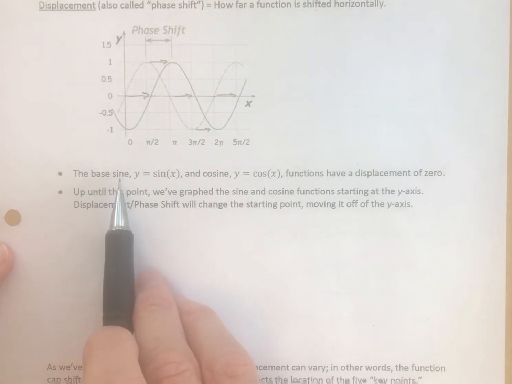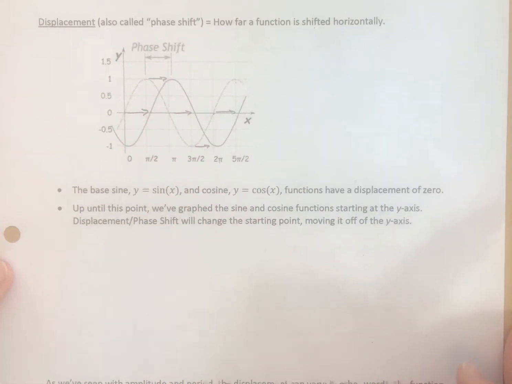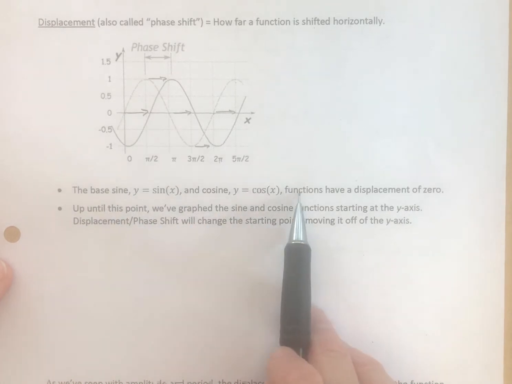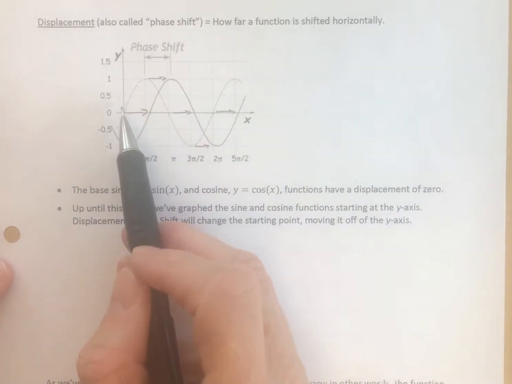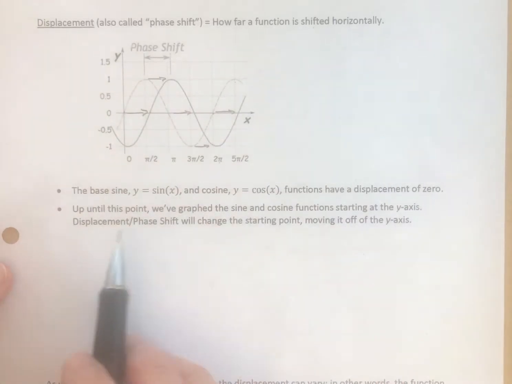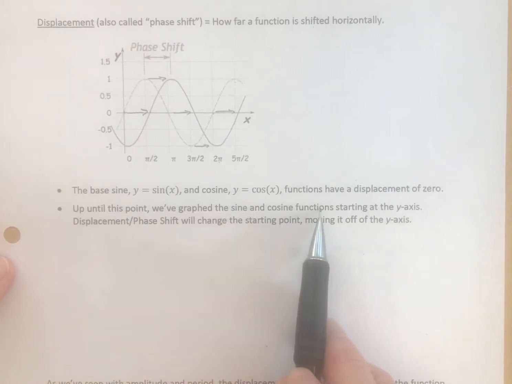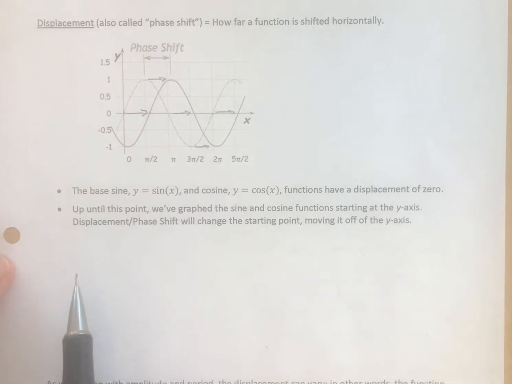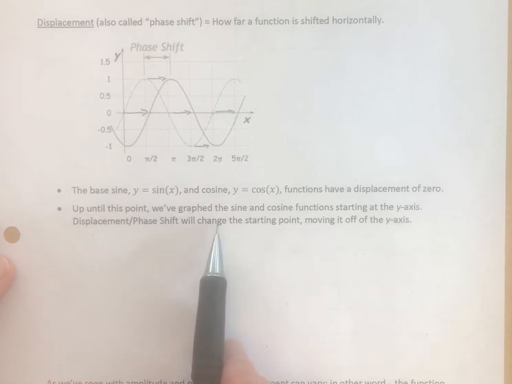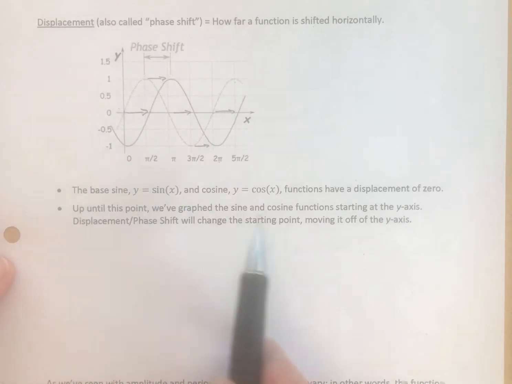All right, so the base sine, y equals the sine of x, and cosine, y equals cosine of x. These base functions have a displacement of 0. Starting here at the y-axis, they don't have any displacement. And let's take a look at this. Up until this point, we've graphed the sine and cosine functions starting at the y-axis. Well, as you can see here, displacement or phase shift is going to change the starting point, moving it to the right or to the left, so it's not going to be starting off of the y-axis.